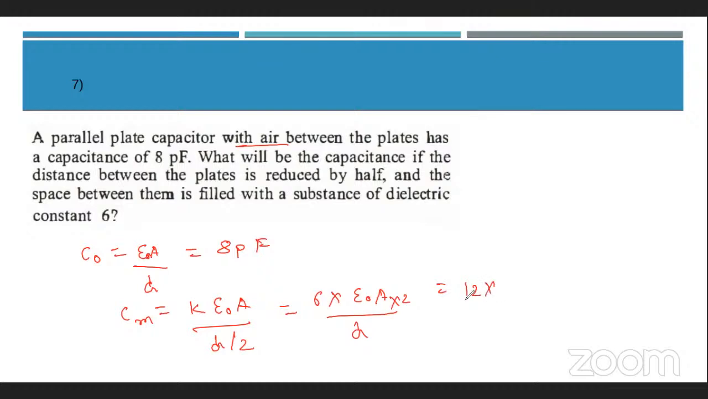Basically, it is 12 times. This is nothing but C naught. So 12 times C naught, which will be 12 times 8, which is equal to 96.